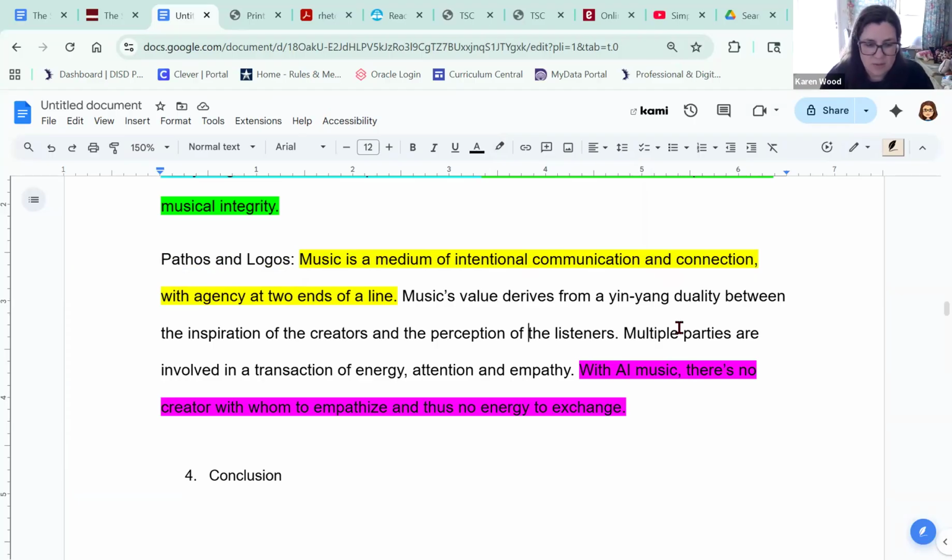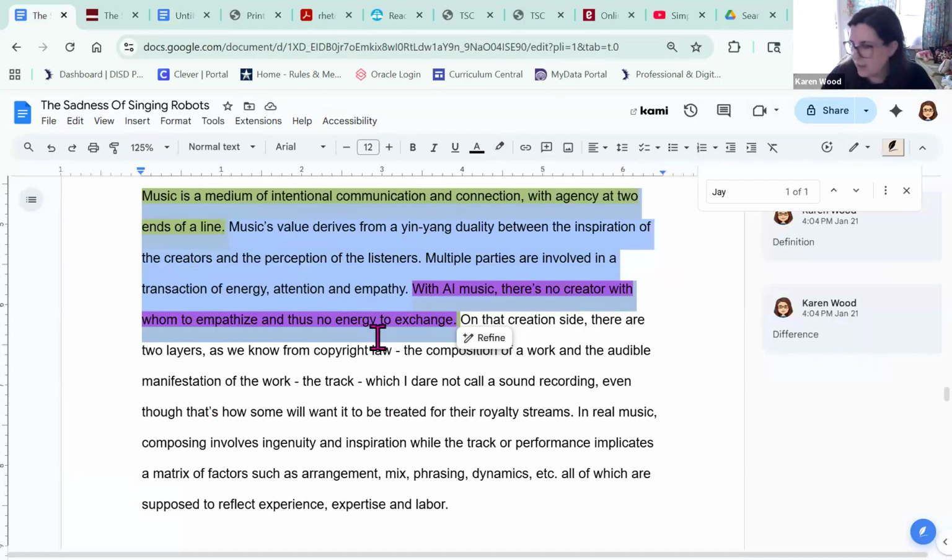I don't know if you can hear my cat meowing. I know. He sees all those squirrels and birds outside.